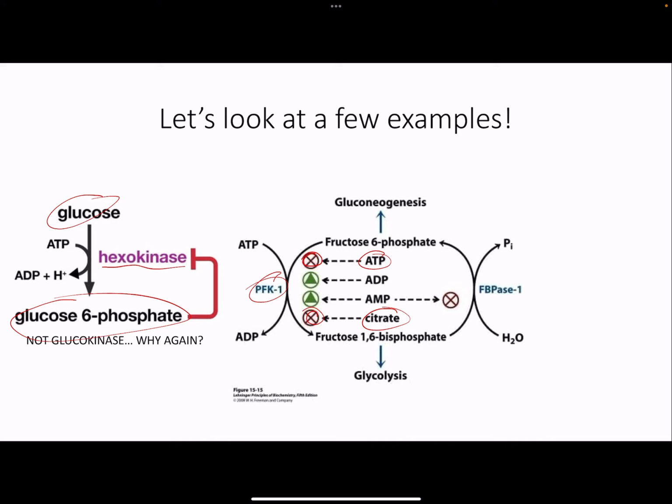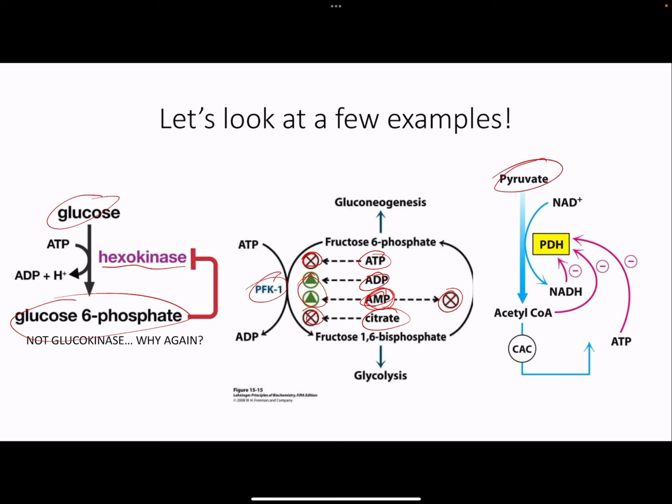You can also think about the energy state of a cell. If I have a lot of ATP, I don't need to do it. If I have a lot of ADP and a lot of AMP, that means I'm probably kind of cash poor, because if I was cash wealthy, I'd have more ATP and less ADP and AMP. So those are activated. On the other hand, AMP, again indicative of an energy-poor state, is going to inhibit fructose bisphosphatase.